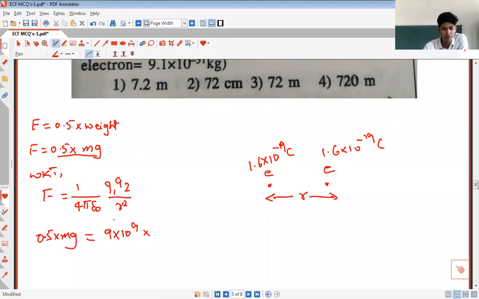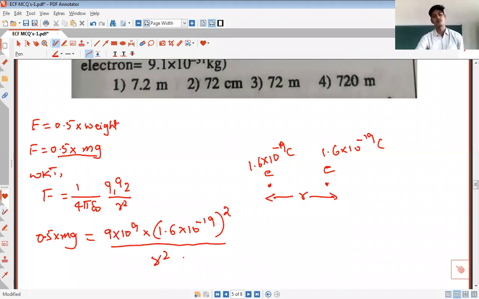So 1 by 4 pi epsilon naught is written as 9 into 10 to the power of 9. Q1 into Q2 is 1.6 into 10 to the power of minus 19 into 1.6 into 10 to the power of minus 19, which is nothing but 1.6 into 10 to the power of minus 19 whole square, divided by r square. R square is unknown, we will write it as it is. This is r square, right?